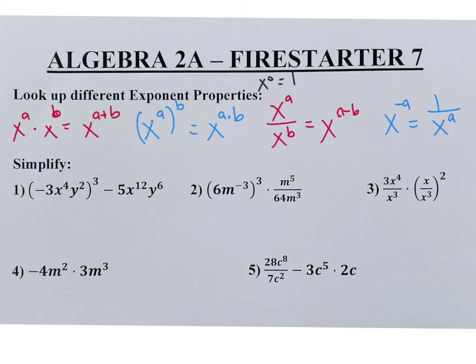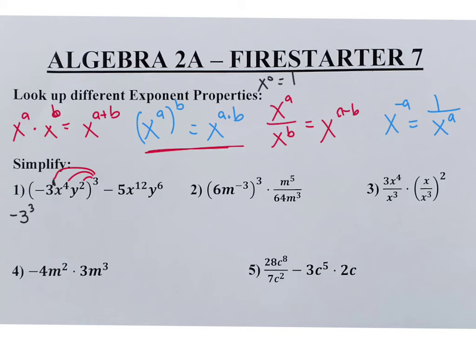So like number 1, the first thing I'm going to do is use this property in number 1, and the little 3 is going to go to the -3, to the 4, and to the 2. The mistake I see is people do -3 times 3. -3 is a big number. Remember, there's technically a little number 1 there that we don't write. So exponents, little numbers always go with little numbers, big numbers with big numbers. So I end up with -3 to the 3rd.